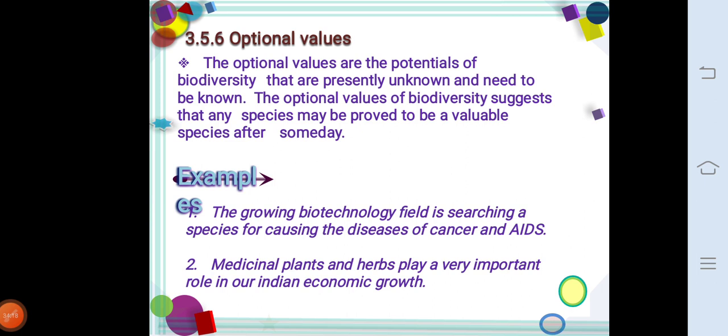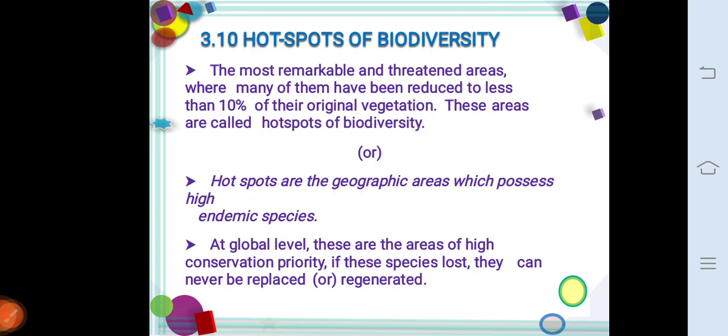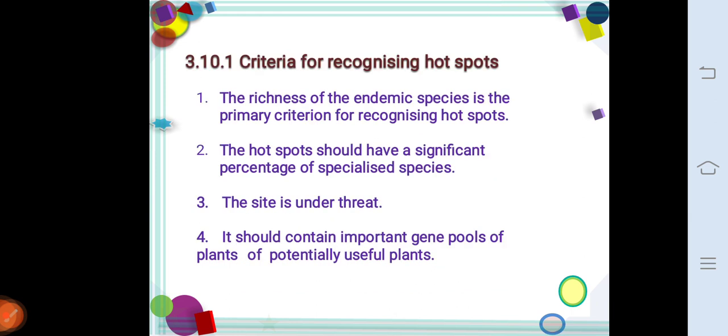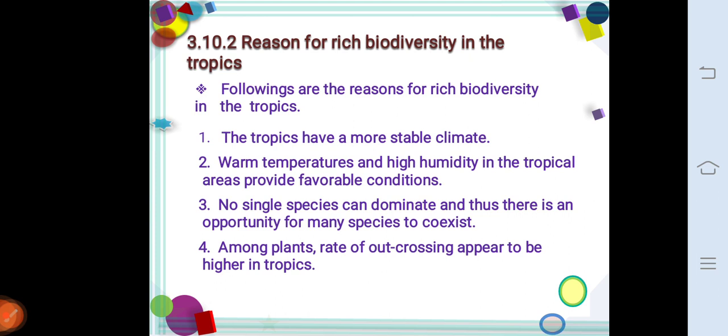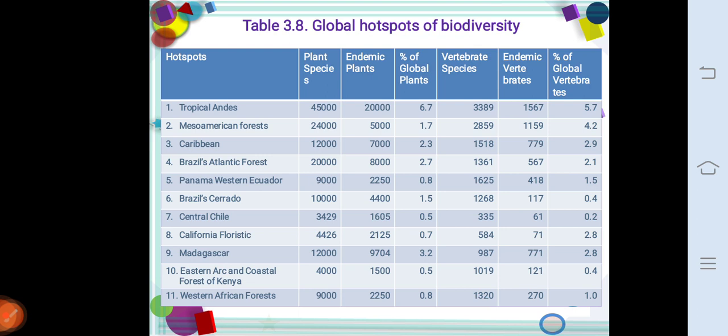Hotspots of biodiversity. The most important places of biodiversity are known as hotspots of biodiversity. In India, the hotspots are the Eastern Himalayas and the Western Ghats. The Eastern Himalayas cover North India, Nepal, Bhutan and neighboring areas. The Western Ghats cover Kerala, Karnataka, Tamil Nadu and neighboring South India.